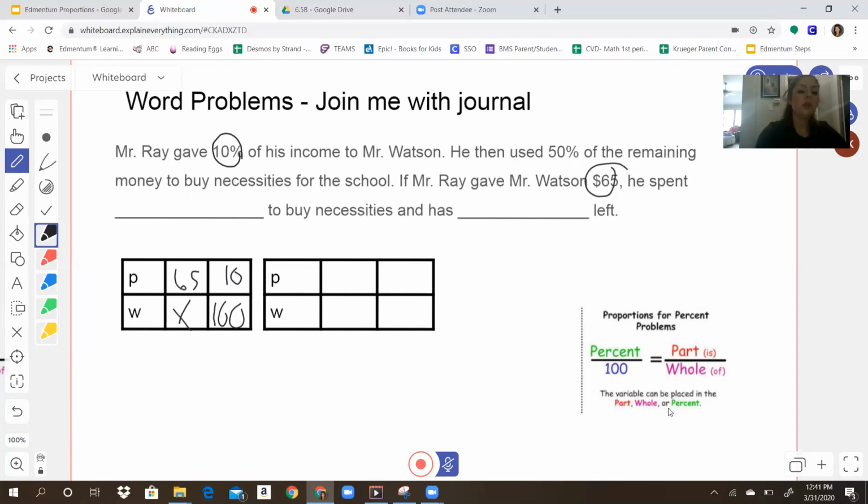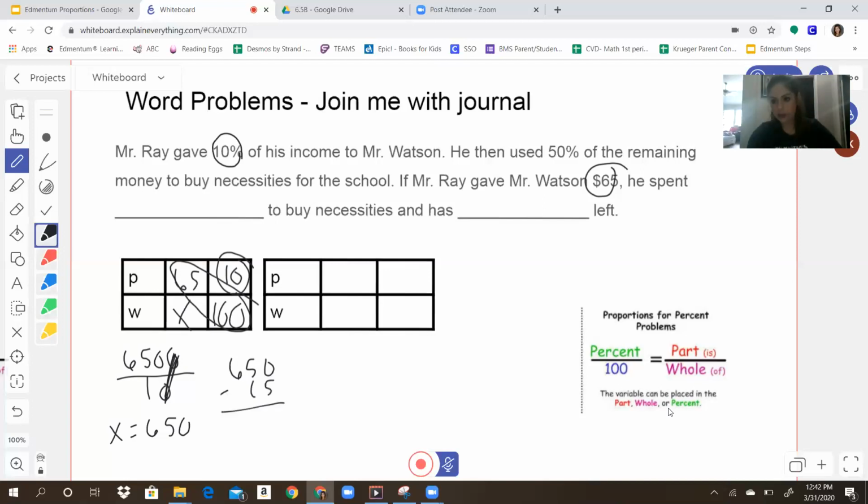So 65 times 100 is 6,500 divided by 10. So Mr. Ray had $650. Okay, now this is a critical step. Don't miss this step. $650 is the total amount of money Mr. Ray had. We already know he gave away 10% to Mr. Watson, which is $65. So we need to take that off right away because he doesn't have $650. He has 90% of that because 10% was given away.